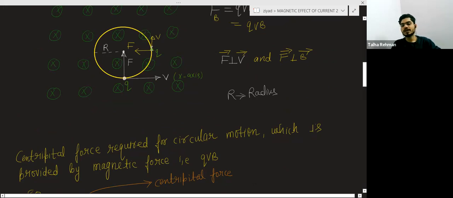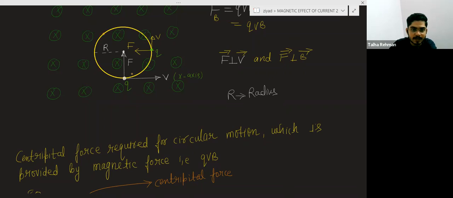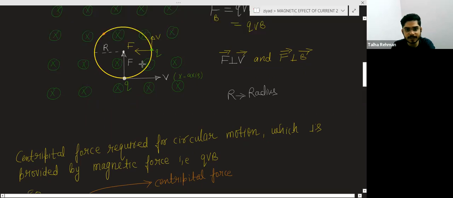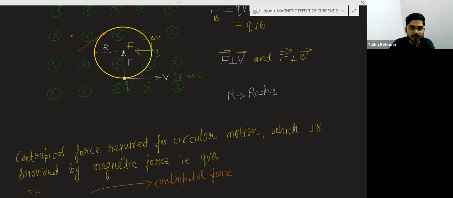Suppose this charged particle is moving in a circular path, and you want to find the direction of the linear velocity. The condition is that the charged particle is moving along the circular path. So you will draw the tangent along this circle at that point, and then you will get the direction of the velocity of the charged particle.